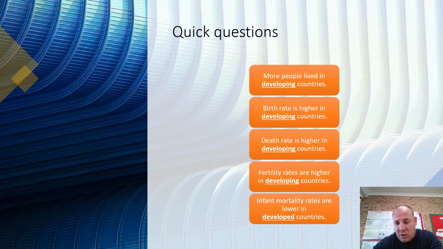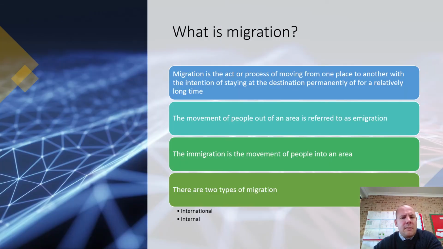If you haven't got those answers right, make sure you write them down correctly. So when we're looking at migration, basically there's two types. We've got migration, which is the actual process of moving from one place to another with the intention of staying at the destination permanently or for a long period of time. That's quite common in Australia, where we have work visas of 5 years.